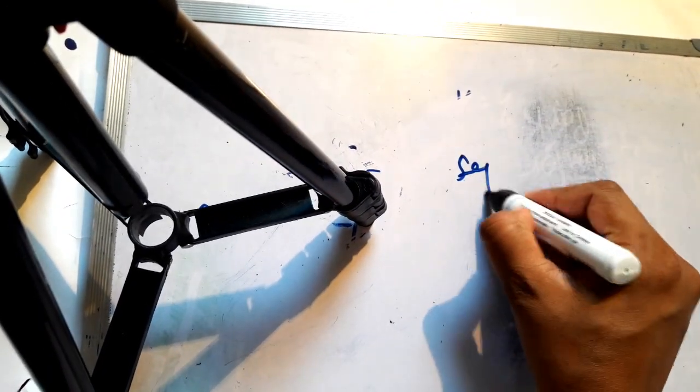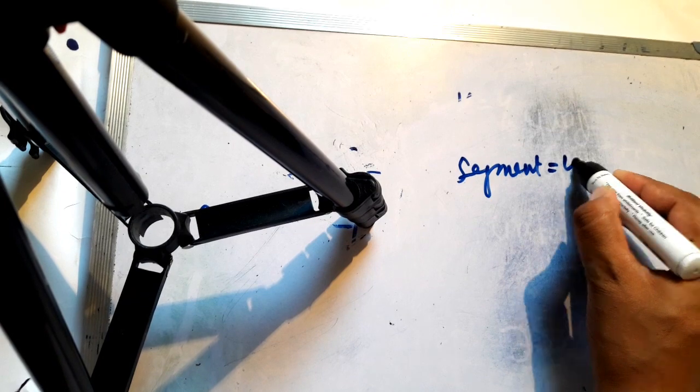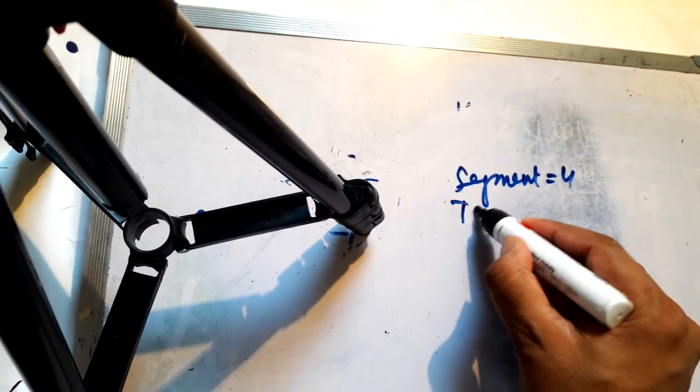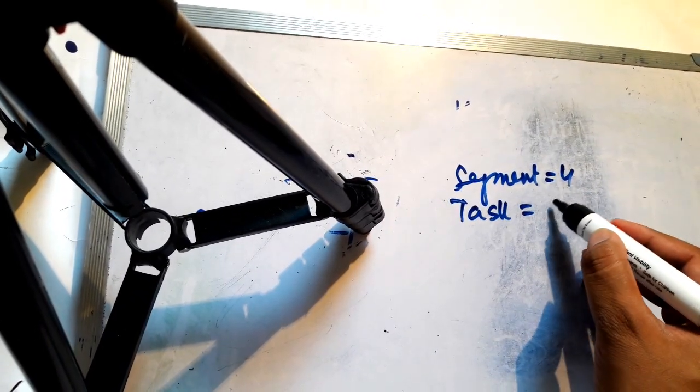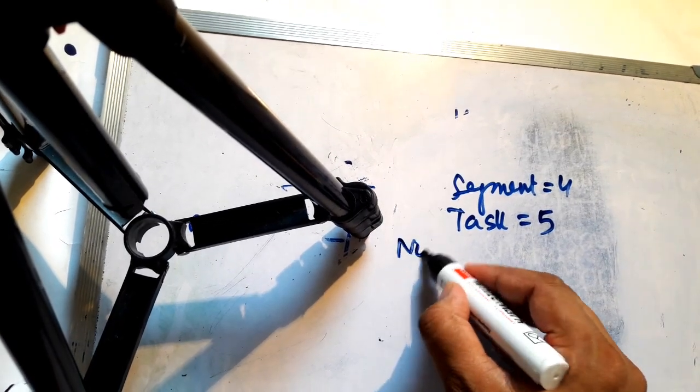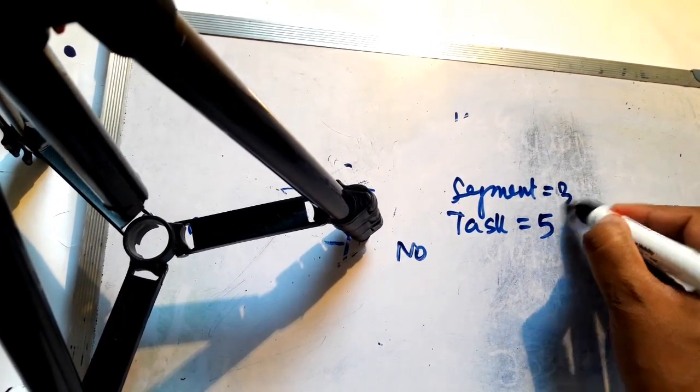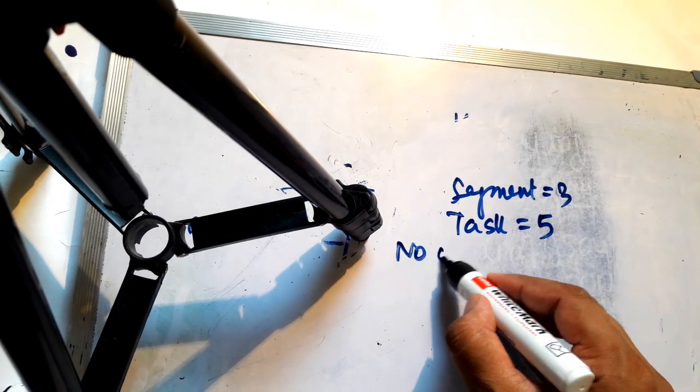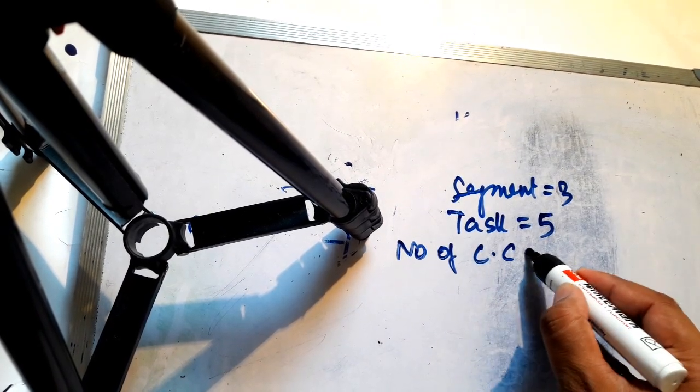তো যদি আমরা টাস্কটা আরও কমিয়ে নিই, সাপোজ সেগমেন্ট আমরা নিচ্ছি চারটেই রাখছি, টাস্ক আমি রাখছি সাপোজ 5টা। তাহলে ক্লক পালস কত হবে? ক্লক পালস, সেগমেন্ট সাপোজ 3টে নিচ্ছি, টাস্ক 5টা করছি। নাম্বার অফ ক্লক সাইকেল কতগুলো হবে?